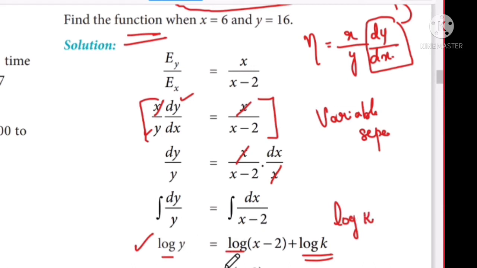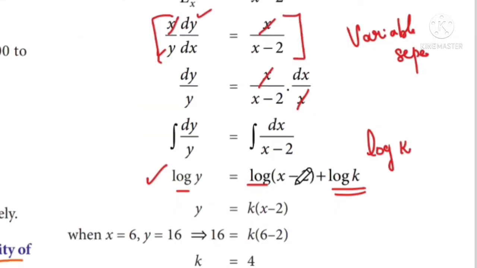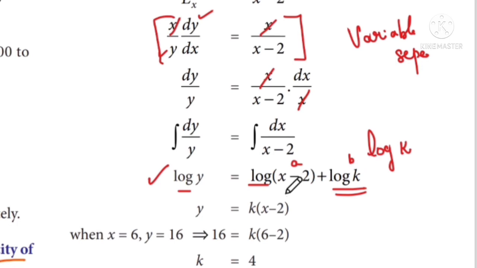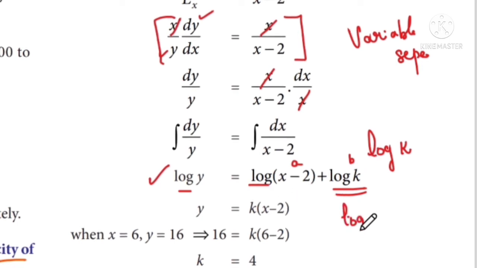But because you have log everywhere, if you put log k, it will be easy for your calculation. So now use the product rule here. Log a plus log b, the product rule in logs. So log a plus log b is log a into b. That is k into x minus 2. So you get log y is log of x minus 2 into k.